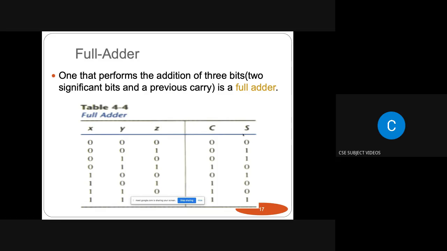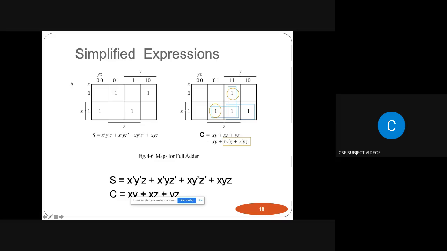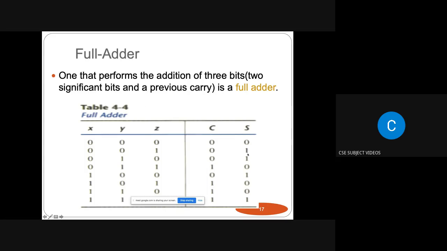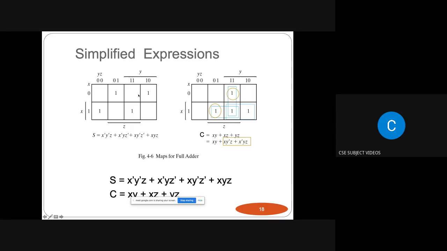the Karnaugh map. Here the input is 3 input. So we have to consider 3 variable K map. So this is the 3 variable K map we are using. And for the sum, it is 1, 2, 4, 7. So 0, 1, 2, 3, 4, 5, 6, 7. So there is no possibility of octet, quad and pair.